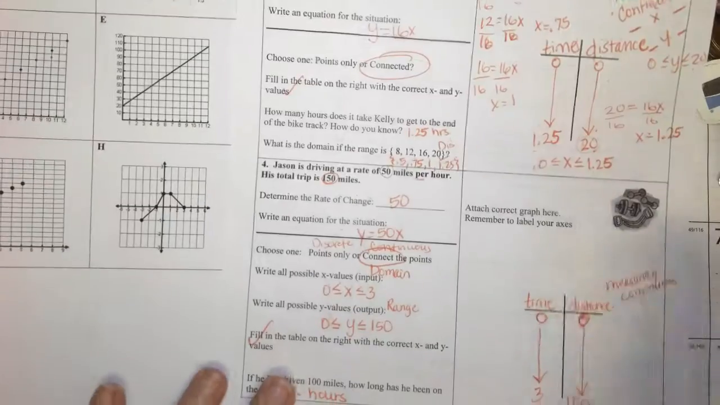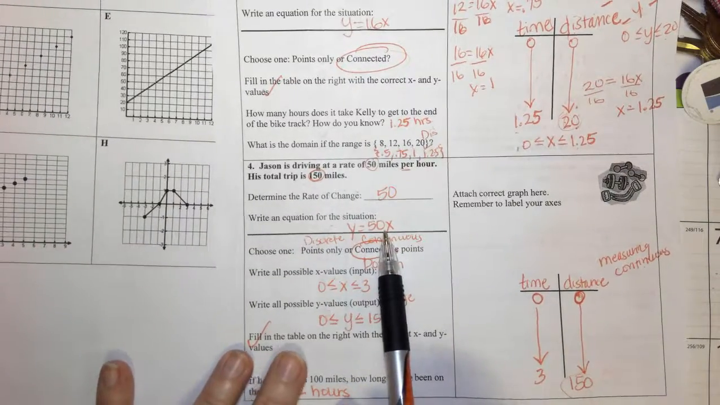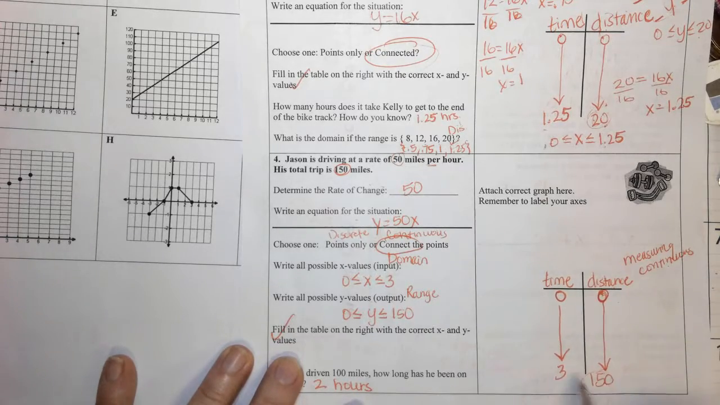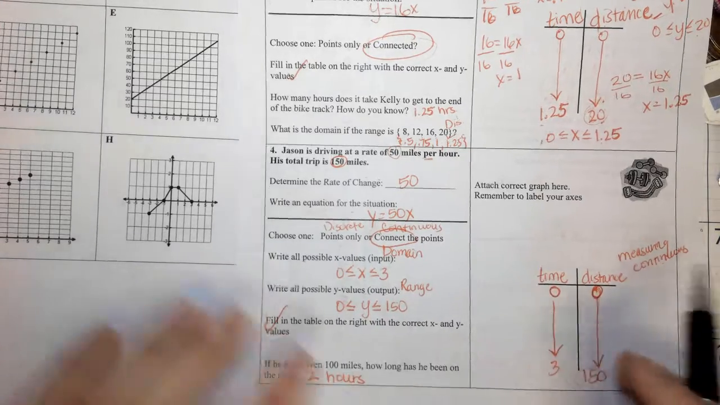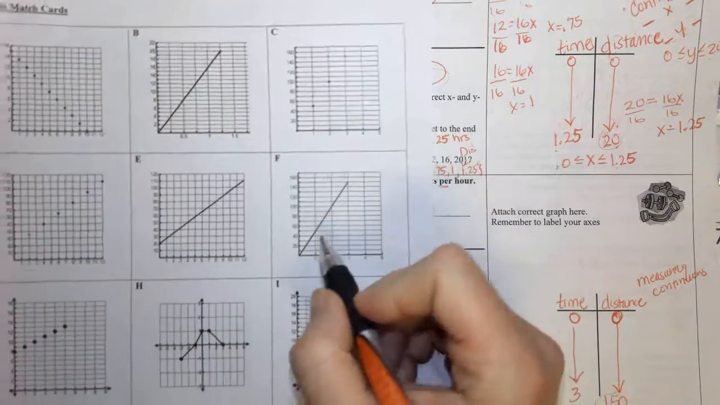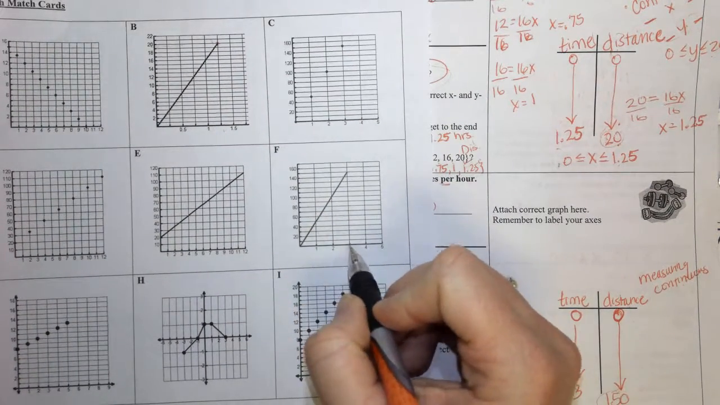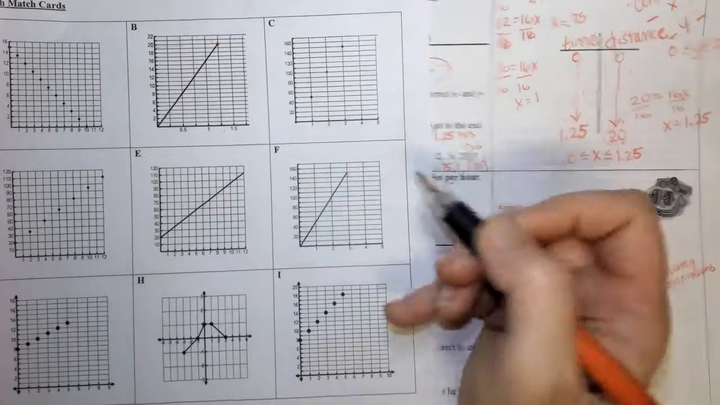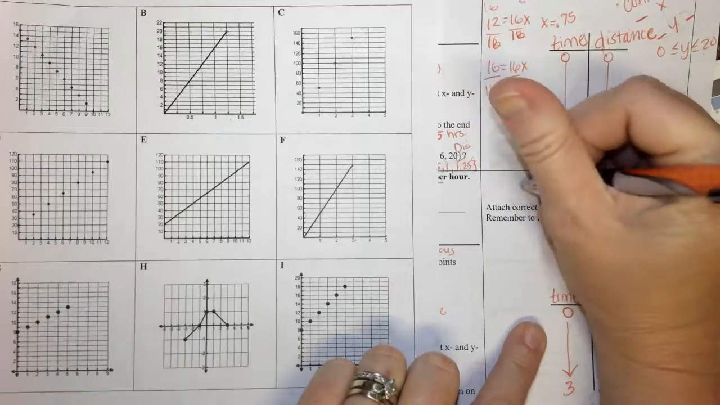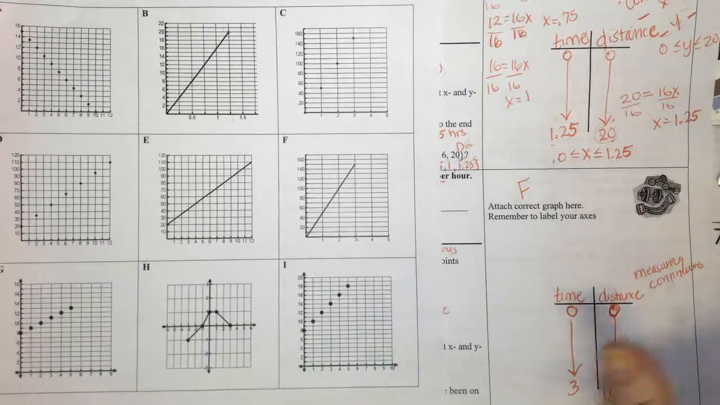Okay, so for the next one, I have that Y equals 50x. That's my graph. And I also should have the point of 3 and 150, and it should be continuous, but it's going to end at 150. So if I look at graph F, you can see I have 3 at 150. That's where it stops, and it's continuous, just like the way we described it. So this one is F.